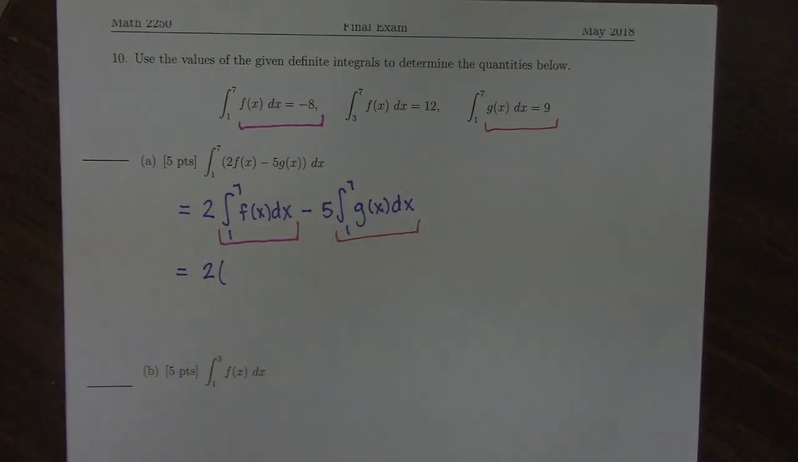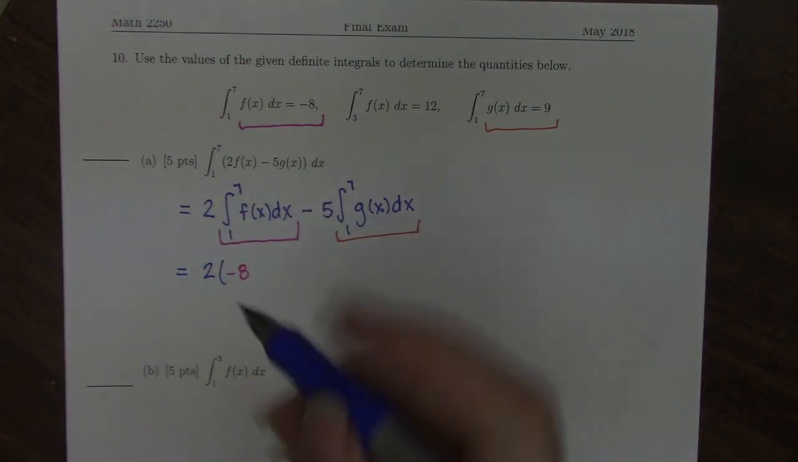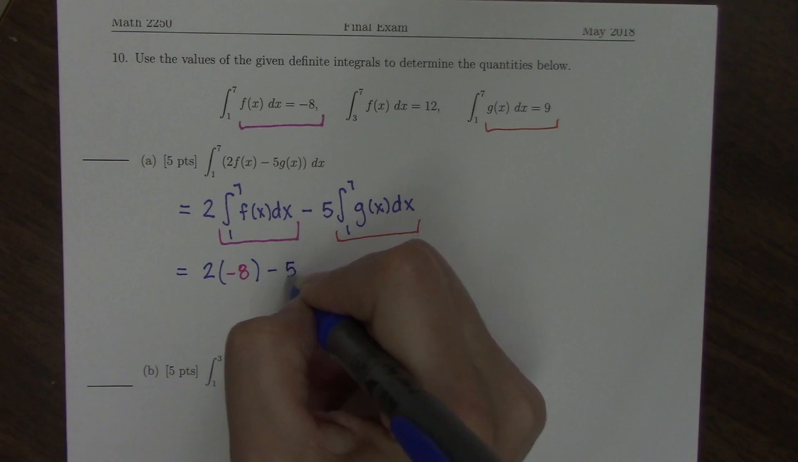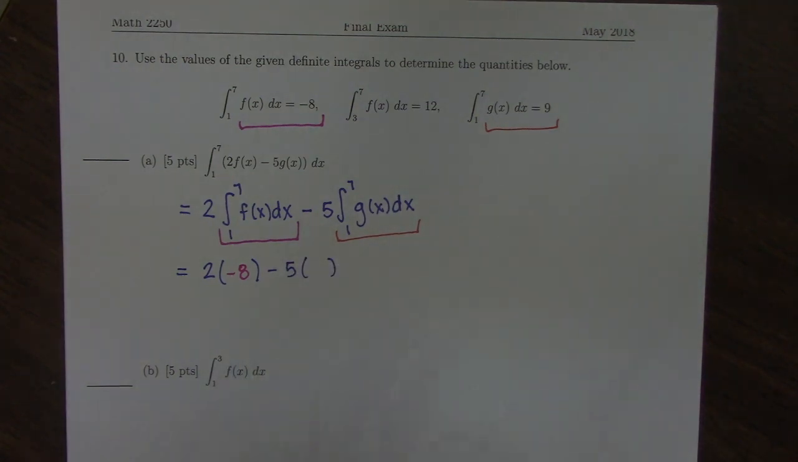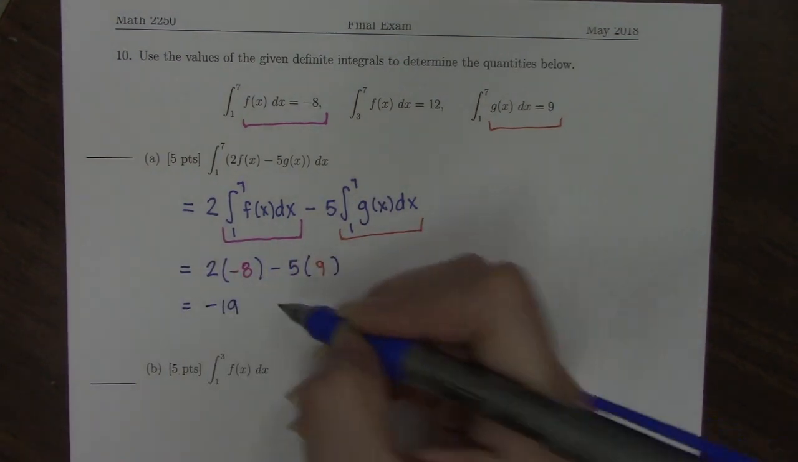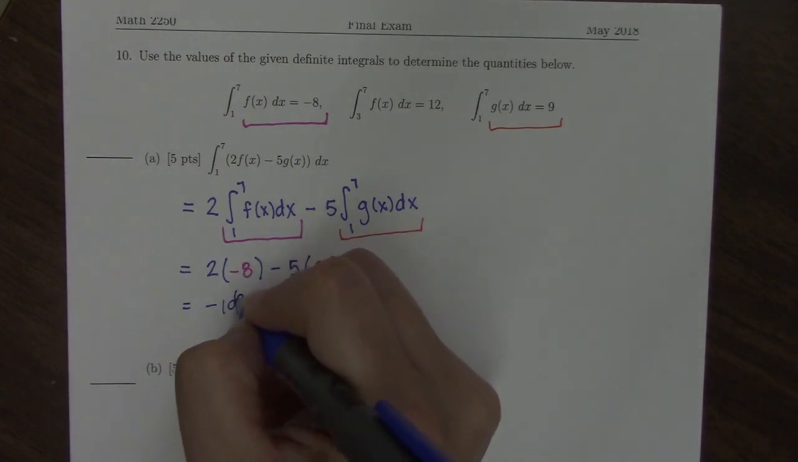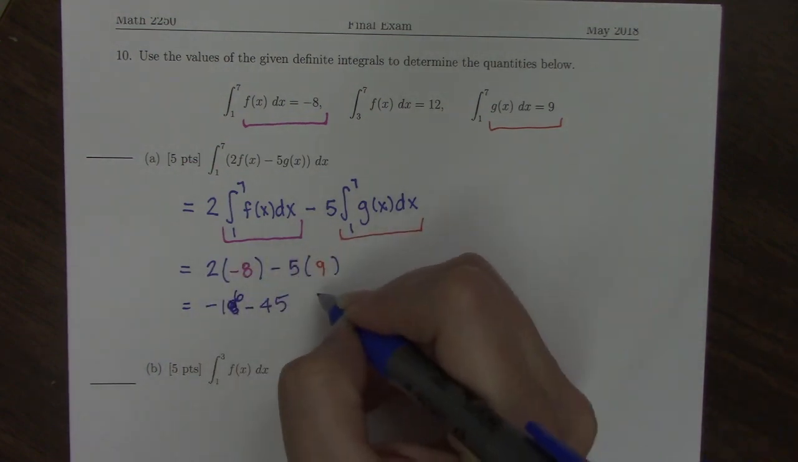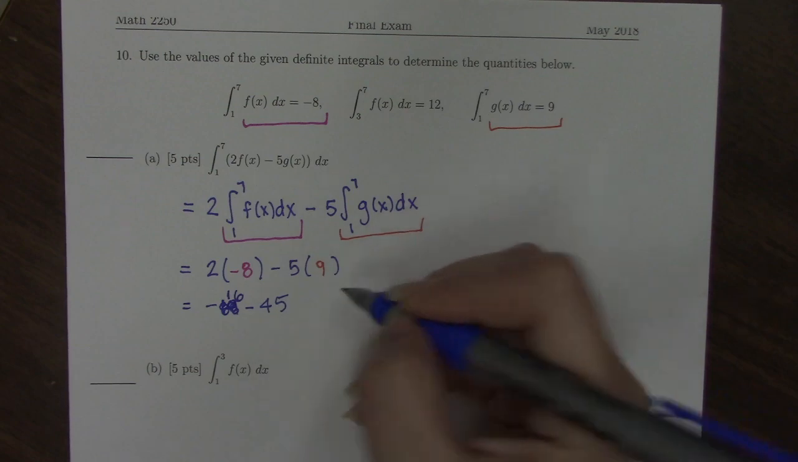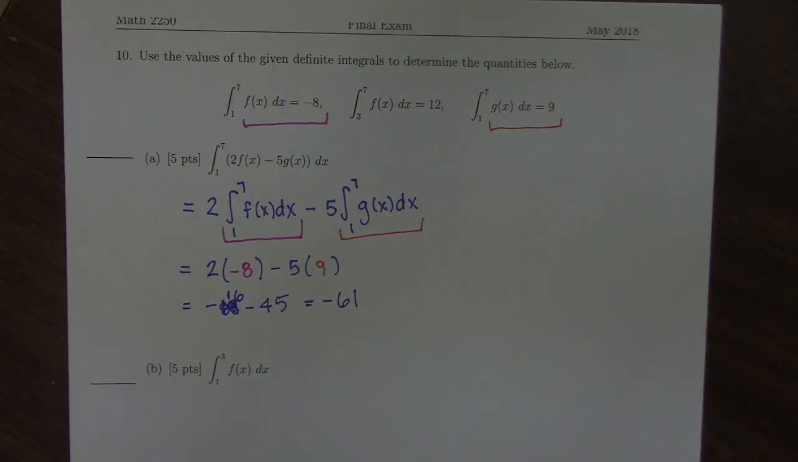2 times negative 8, minus 5 times 9, and this is negative 16 minus, we'll do that so you can see it, minus 45, which is negative 61.